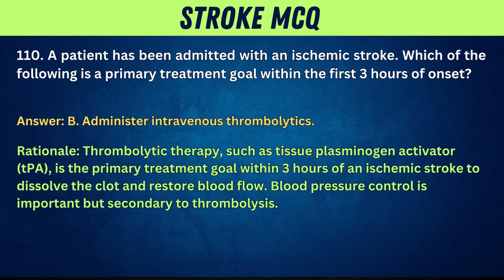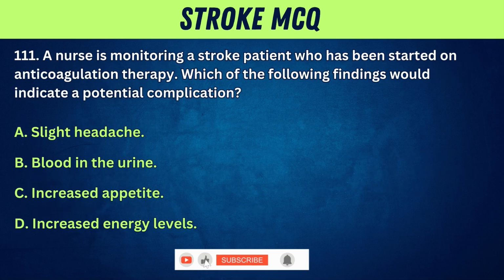Answer: B. Administer intravenous thrombolytics. Rationale: thrombolytic therapy, such as tissue plasminogen activator, TPA, is the primary treatment goal within 3 hours of an ischemic stroke to dissolve the clot and restore blood flow. Blood pressure control is important, but secondary to thrombolysis.